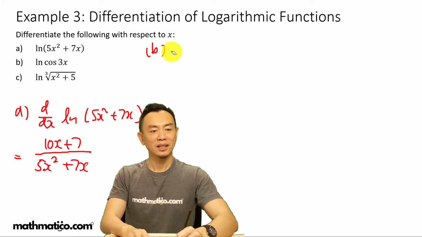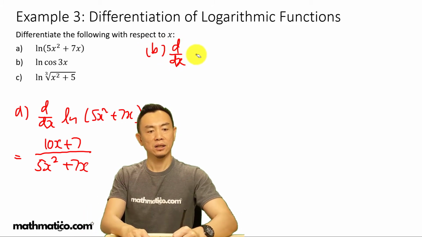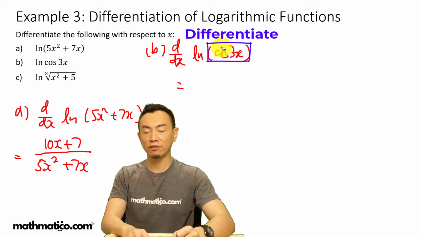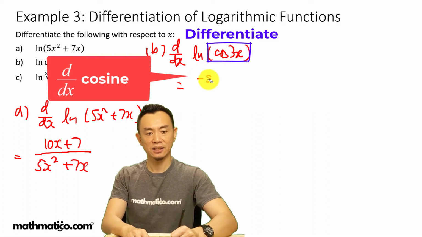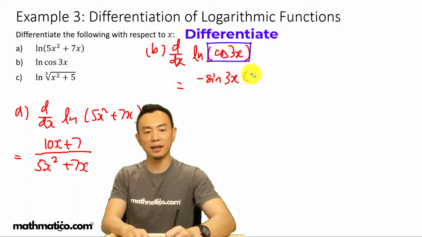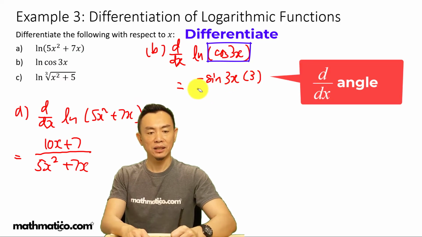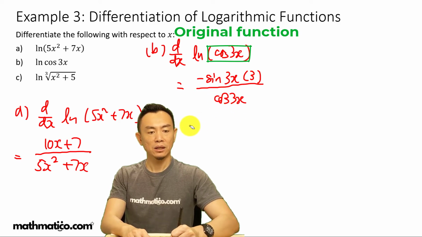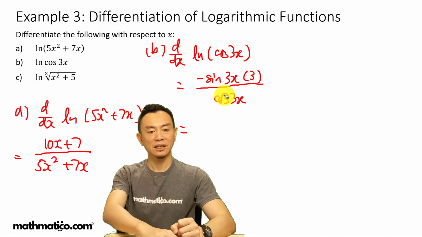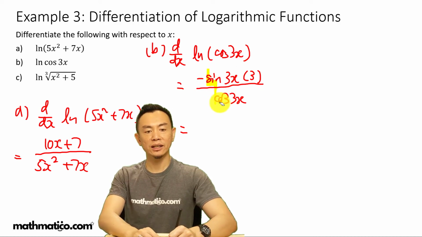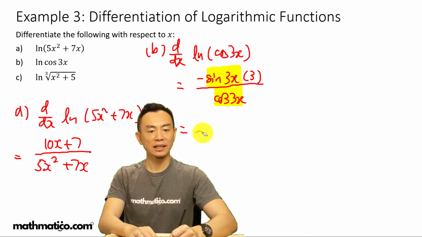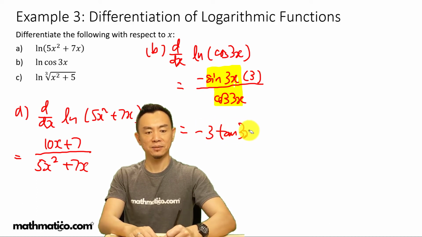Part B, if you differentiate d/dx of ln of cosine 3x, that gives us, differentiate cosine is negative sine 3x, and you multiply that by 3, isn't it? Because you differentiate the angle. Then we divide it by the original, which is cosine 3x. You're expected to simplify this, and by your trigo identities, you know that sine 3x over cosine 3x is actually tangent 3x. So here we have negative 3 tangent 3x.